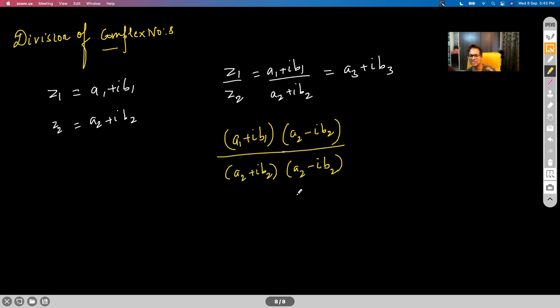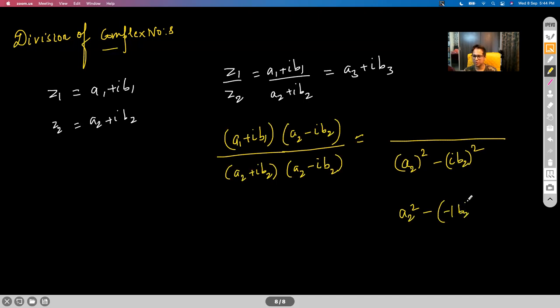In school also, I've seen many teachers and trainers use the wrong word: you are rationalizing the denominator. This is not an irrational term. This is a complex number, right? The right word is you are realizing the denominator. Yes, you're actually making it real. See how? If you multiply with this number in the denominator, you get a2 square minus i square b2 square, correct? If you expand it, you get a2 square minus i square b2 square. i square is minus one itself, which is actually a2 square plus b2 square, a completely real term. So you can use the word realizing the denominator.